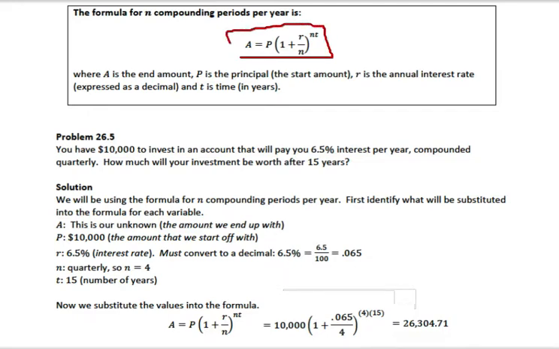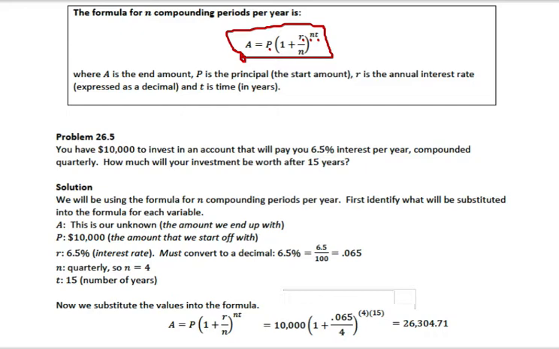We can find the amount of investment if we know the initial amount, which is called the principal, P, and if we know the interest rate R, expressed as a decimal, and if we know the number of compounding periods in a year, which is represented by N, and if we know the time T, how long the investment will be made, then we can find the final amount of money that our investment will yield.